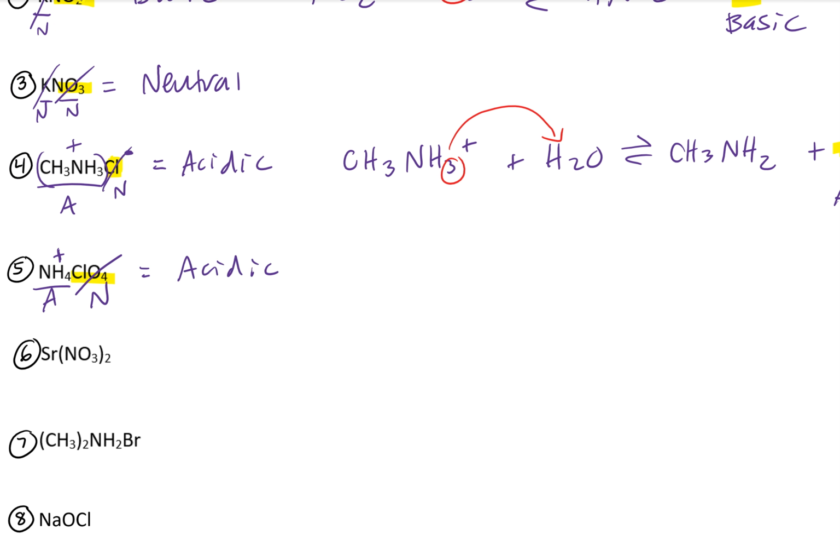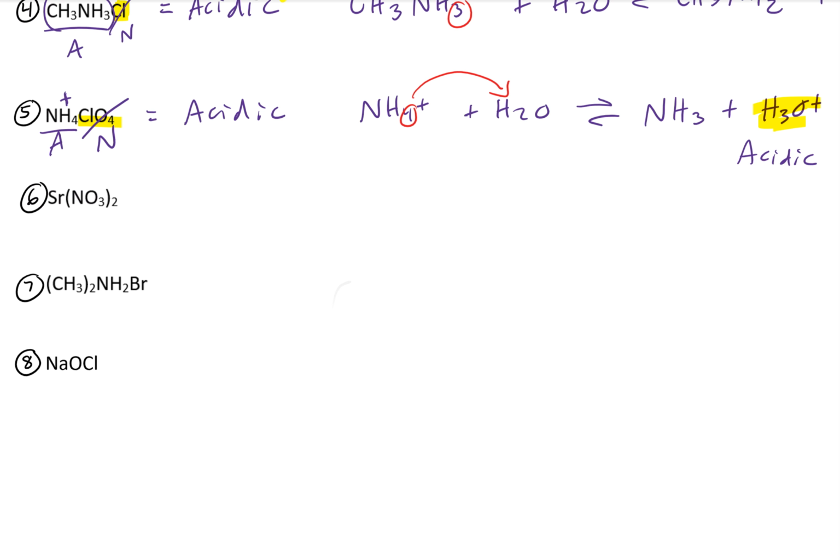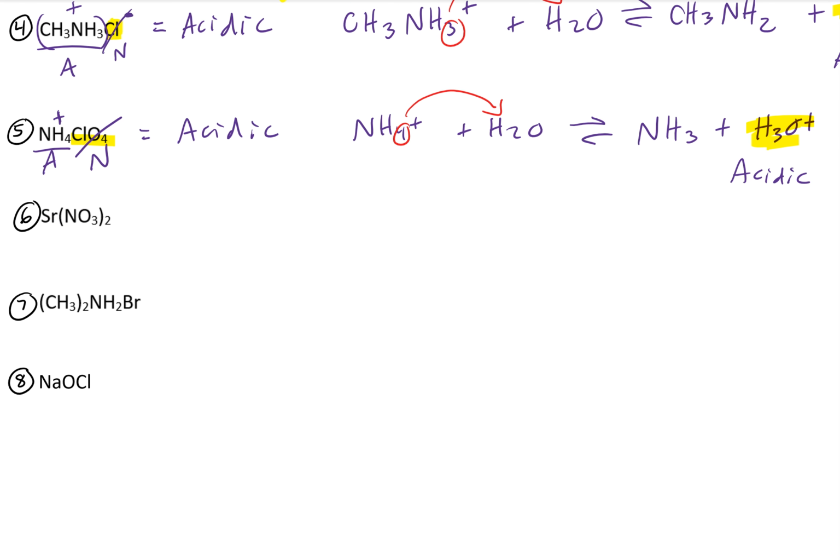And I can write an equation for the ammonium ion as well with water. It's going to give away one of its hydrogens to the water, producing ammonia, NH3, and H3O positive. And again, right here, hydronium is produced, therefore it is acidic. Number 6, you have strontium nitrate. Strontium is your plus, nitrate is your negative. Strontium hydroxide is a strong base, so the strontium ion is neutral. Nitric acid is a strong acid, so the nitrate ion is neutral. Together, this makes a neutral salt.